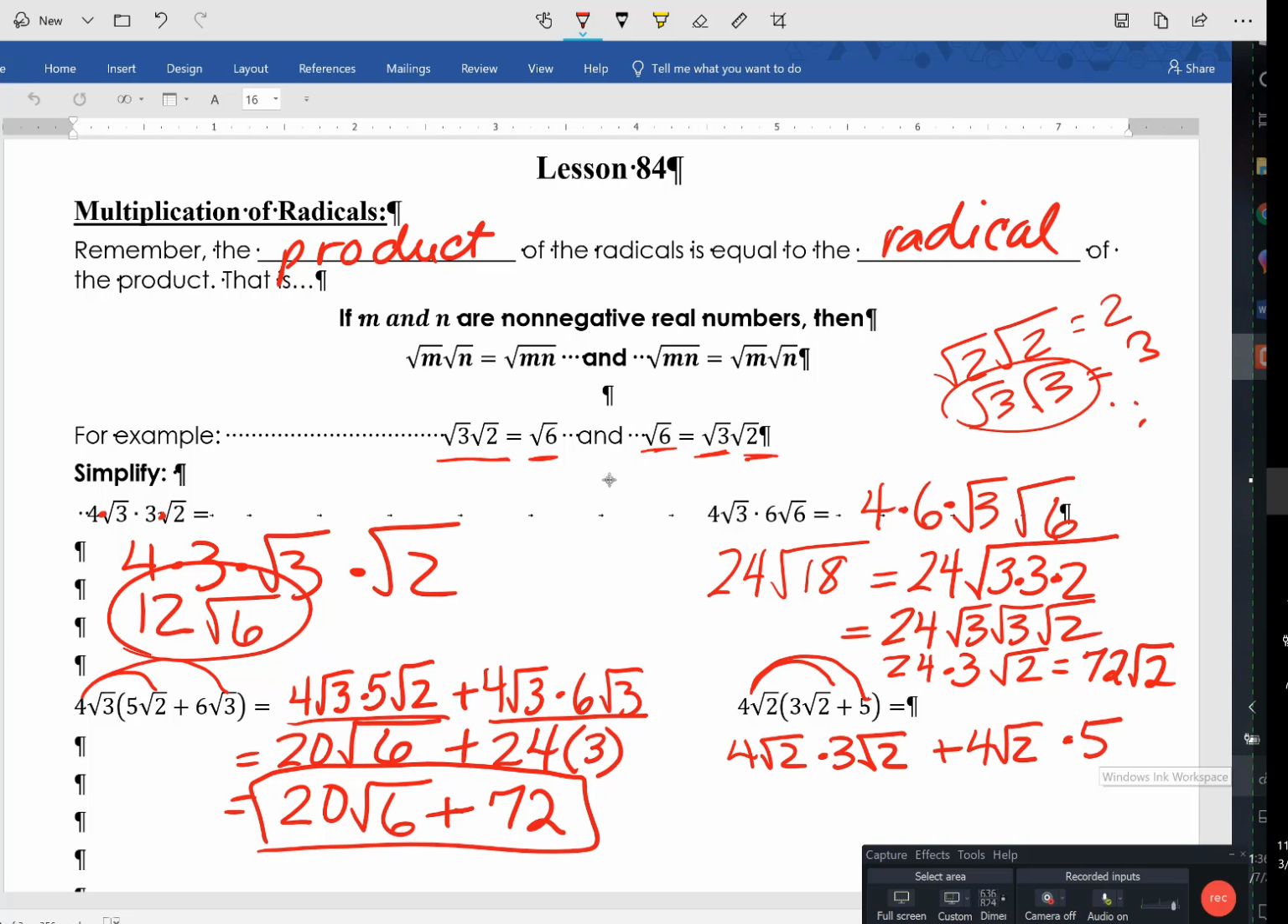Anytime you multiply a square root by itself, you get whatever that number is under the radical, that radicand. So you've got 4 times 3, which is 12, and you're multiplying that by the square root of 2 times the square root of 2, which is 2. All right, the second term here, 4 times 5 is 20, and then you don't have any other square roots, you just have the square root of 2. All right, so the answer on this, 12 times 2 is 24, and then plus 20 times the square root of 2. We can't combine those two things. They are not like terms, so we're done with that problem.